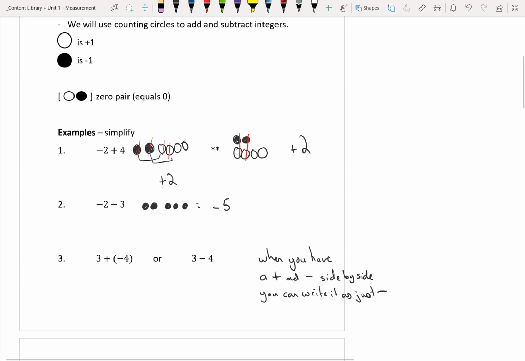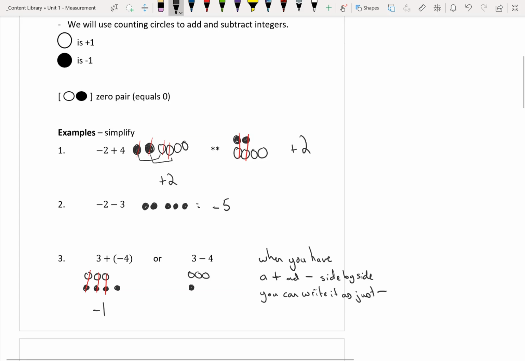The steps are still the same. So if I have 3, I'm going to draw my 3 circles. For +3, I have -4. So I'm going to draw 4 negatives. I'm going to make my 0 pairs. And left over, -1.